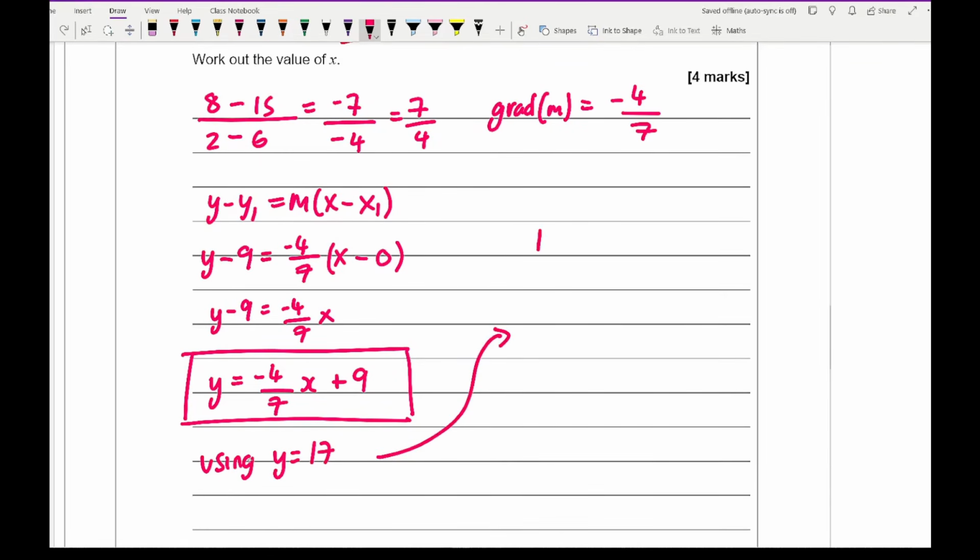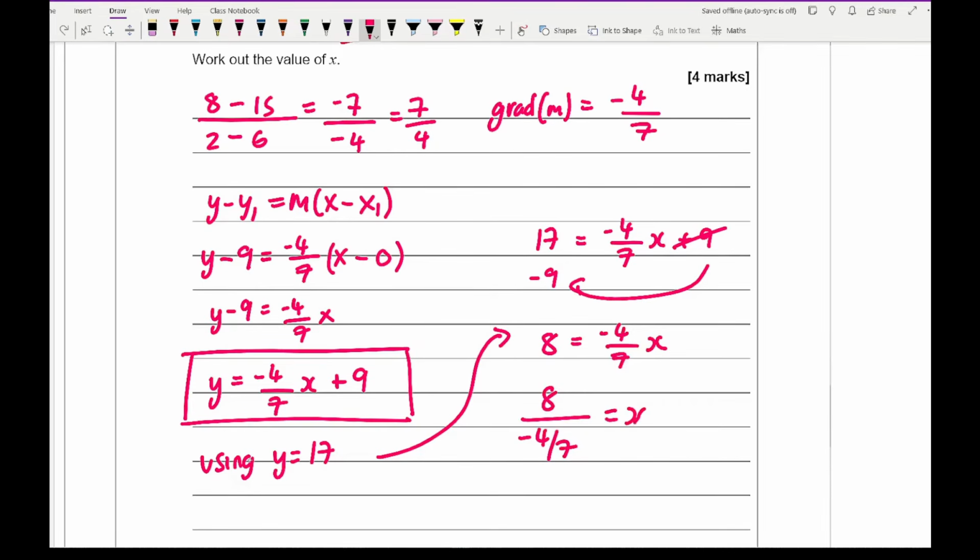So I've got 17 equals minus 4 over 7 x plus 9. Well, I take the 9 over by taking away 9. So that leaves me with 8 equals minus 4 over 7x. So then 8 divided by minus 4 over 7 equals x. And if I type that all into my calculator, now again, your way of doing this might be completely different, but you may still get the same answer, and that will be absolutely fine. And press equals, and I get x equals minus 14.